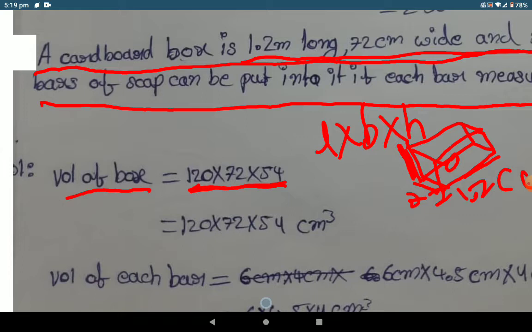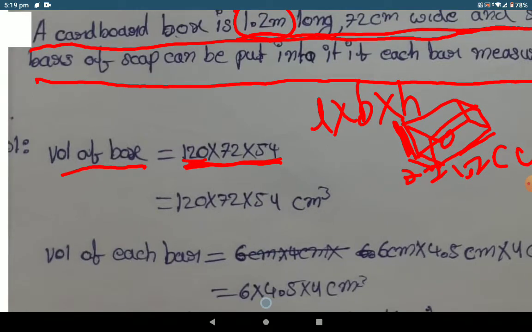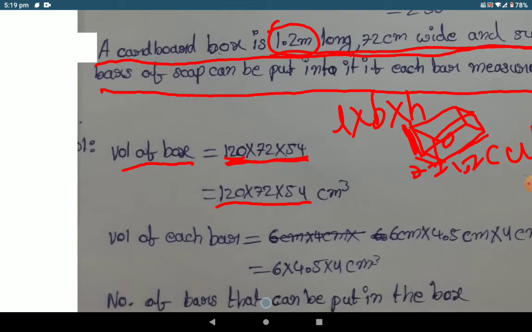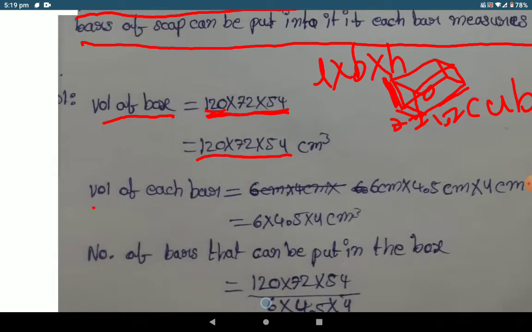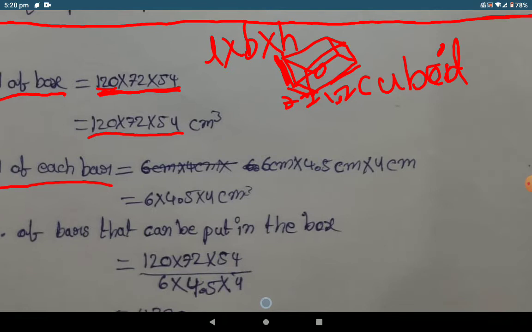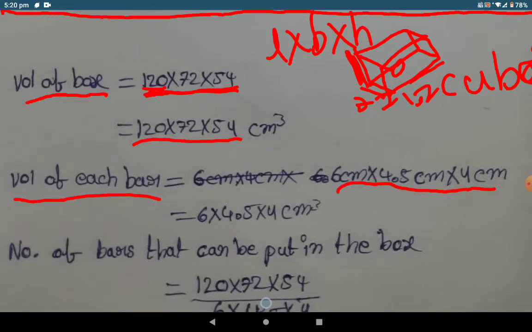You might be wondering, where did 120 come from? We converted 1.2 meters into 120 centimeters. So we have 120 into 72 into 54 centimeter cube. And now the volume of each bar is 6 centimeter into 4.5 centimeter into 4 centimeter, which is equal to 6 into 4.5 into 4 centimeter cube.